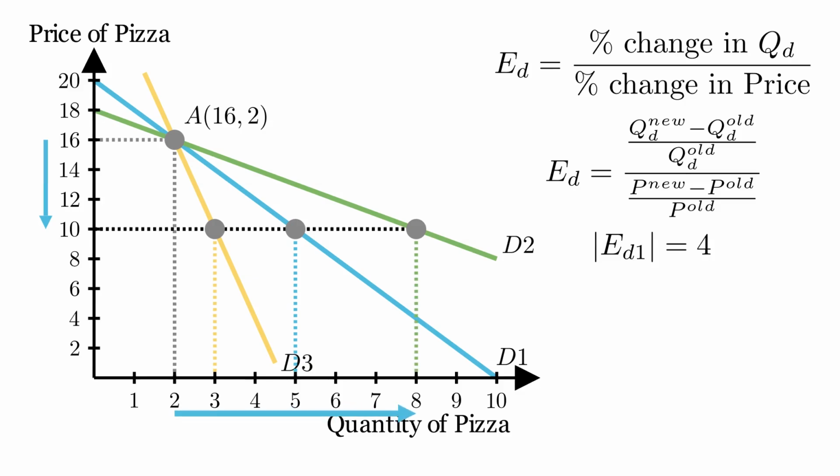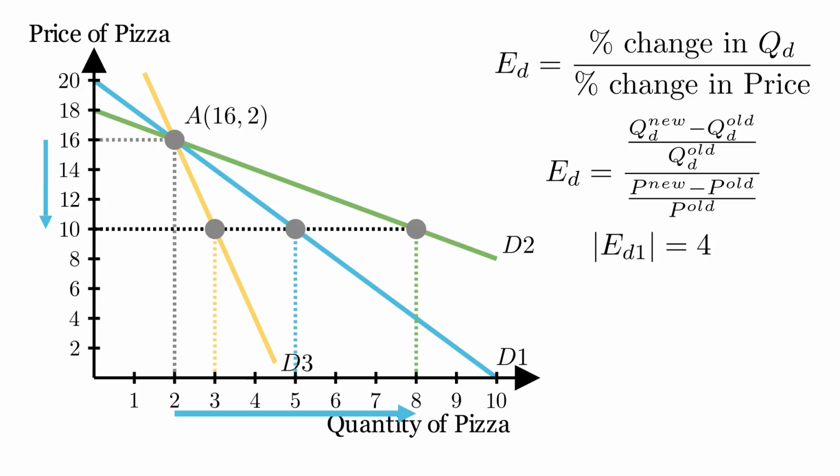Here, quantity demanded responds the most among all three curves. So the green curve is more elastic compared to both the yellow and blue curves. If we now express these changes in percentage terms using the elasticity formula, we can clearly calculate and compare the elasticity of demand for each curve.